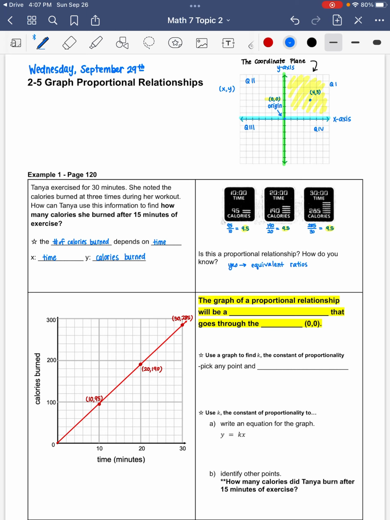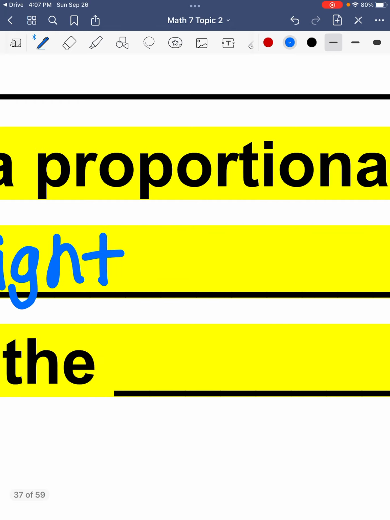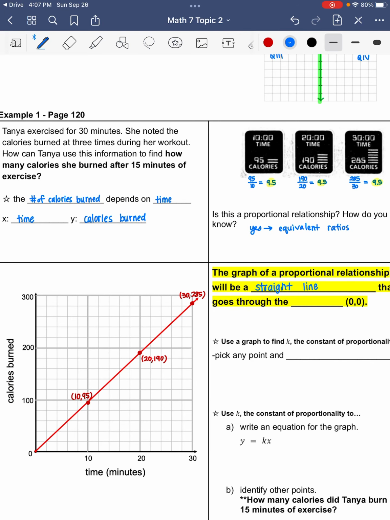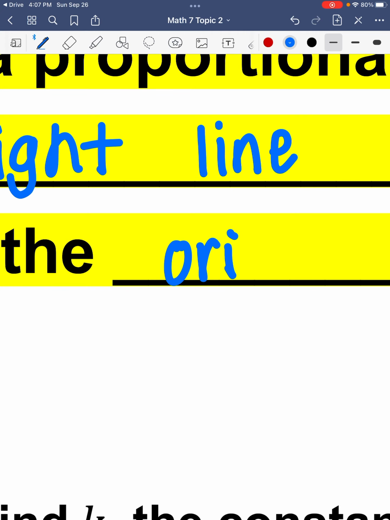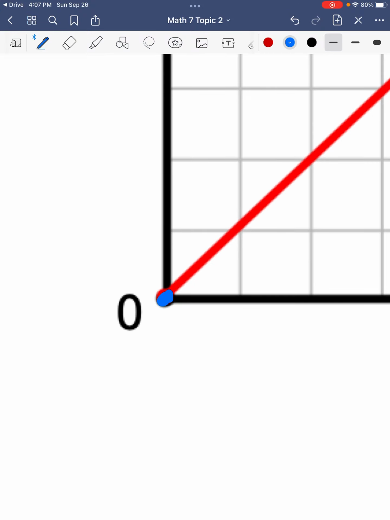So this tells us some key information about proportional relationship graphs. We know that the graph of a proportional relationship will be a straight line that goes through the origin. It goes through the point 0, 0. Well, why does it make sense that it goes through the point 0, 0? Let's talk about what this point 0, 0 represents in this problem situation.